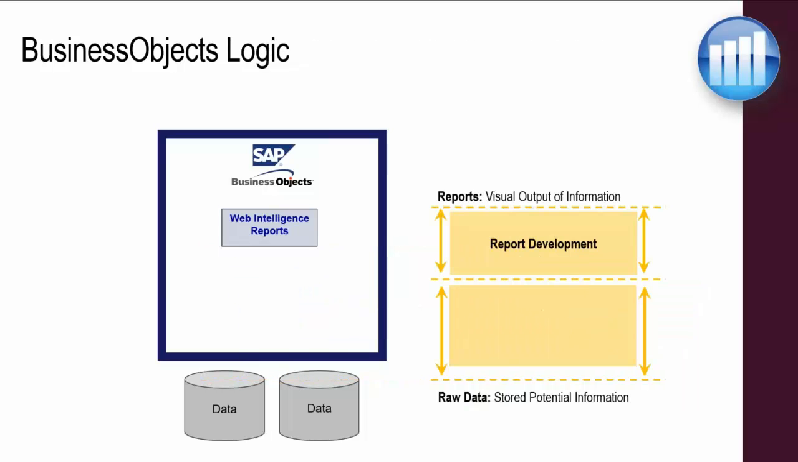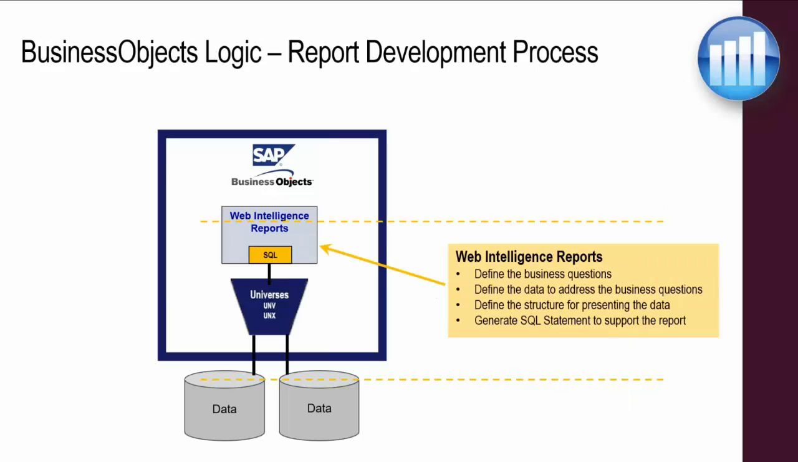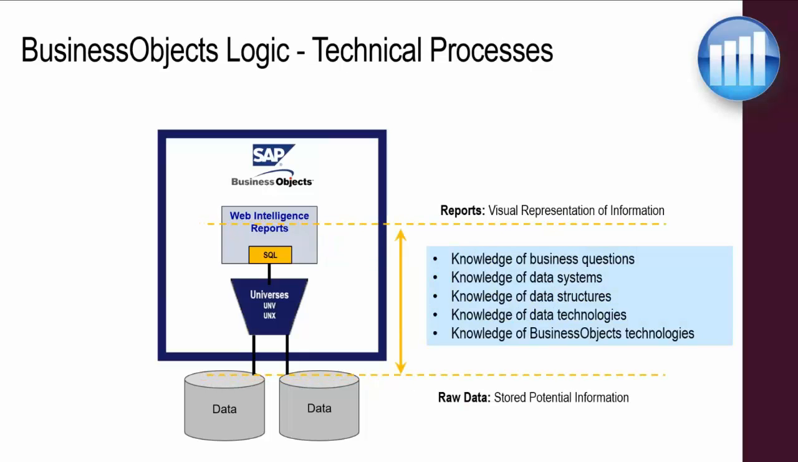On the report development side, this is where we get into the web intelligence reports. And this is really where we're defining what the business questions are and interpreting how those questions are addressed, defining the data that needs to be in place to be able to support those questions, and the structures of that data and how it's going to be presented. Within that, there are SQL statements that get generated that are critical to going after the very tightly defined data that's needed to support those reports. So that's all part of the business objects logic as well.